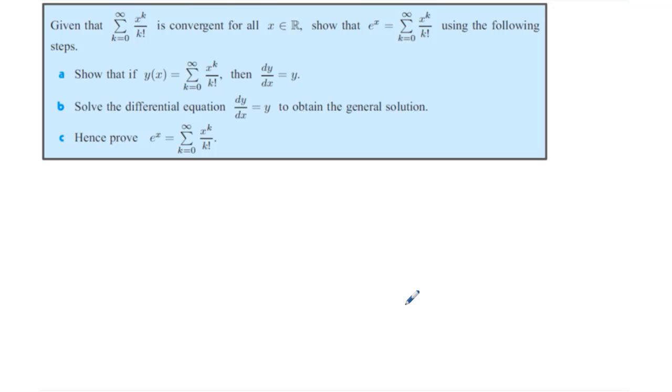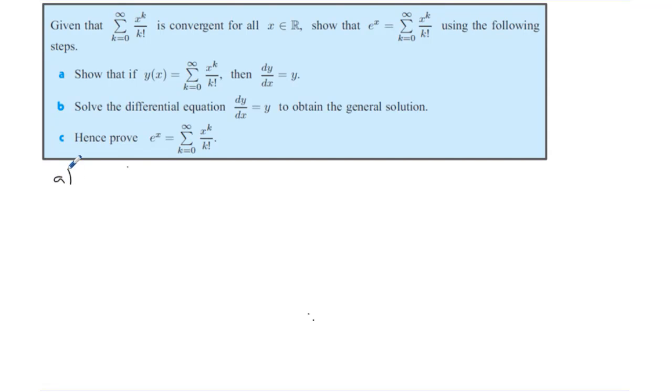Part B, so the second step of this show that, is to solve the differential equation dy by dx equals y to obtain a general solution. So that's just separate variables and integrate. Hence, prove that e to the x equals the sum from k equals 0 to infinity of x to the k over k factorial. So we're going to then find a particular solution and show that it actually gives the series.